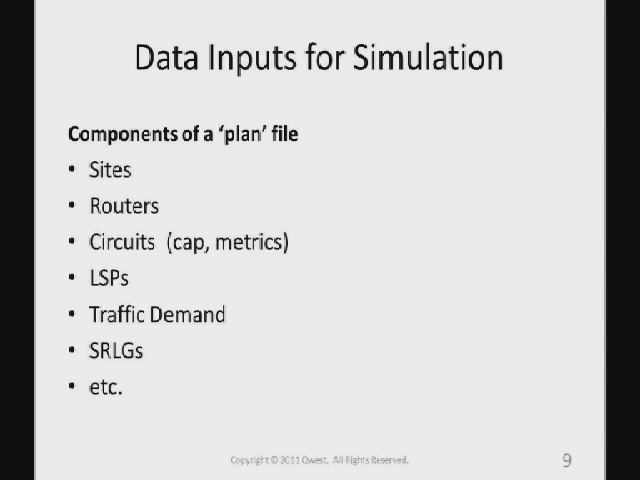This next section talks about some of the specific components that are required to simulate, to take a live network and put it in an offline or simulation type environment. And it's really everything that you would expect. You need a list of routers. You need a list of circuits with capacities and metrics. You need a sense for traffic that will be on the network in the future. And you need to have a list of SLRGs.